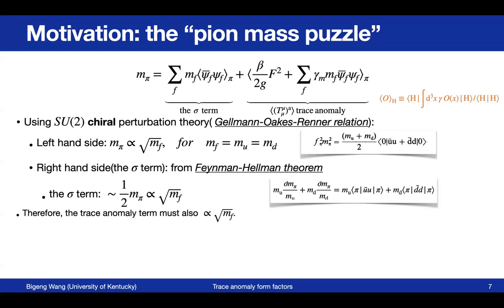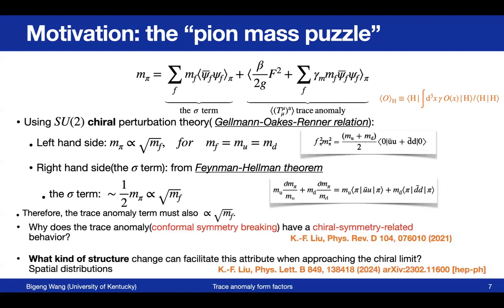So if this equation holds mathematically, the trace anomaly term must also be proportional to the square root of the quark mass. So the puzzle is that as we are approaching the chiral limit, the sigma term disappears, and the trace anomaly term will also disappear in a manner which is proportional to the square root of the quark mass. So the puzzle here is, as Ji originally proposed in this paper, why does the trace anomaly, which is a conformal symmetry breaking term, have a chiral symmetry related behavior, which is proportional to the square root of the quark mass in the chiral limit.